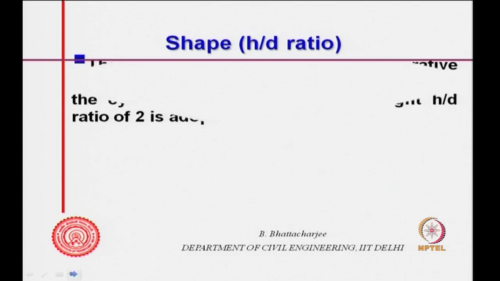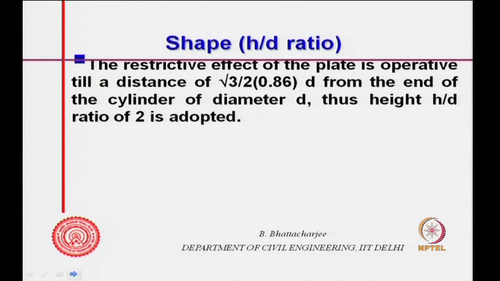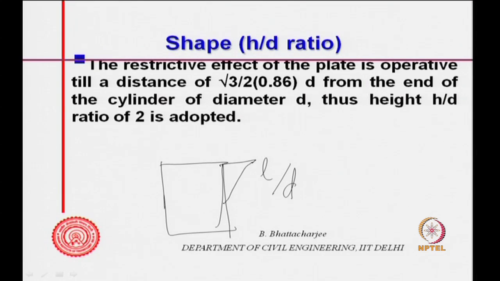Due to the platen effect, it is like this, but then the restrictive effect is limited up to a certain distance from the plate. If this is your specimen, what is important is L by D. So, this platen effect acts up to a certain point, it does not act over the full length. In this direction also it will be there, so it will act like this.